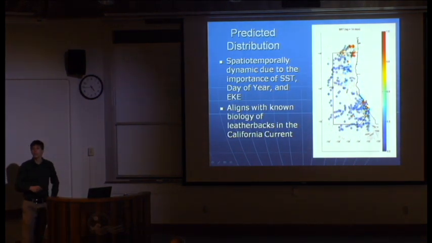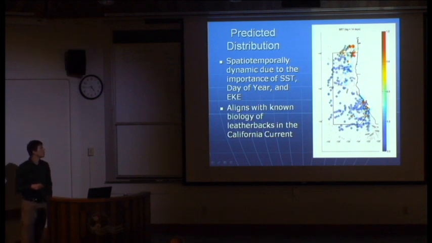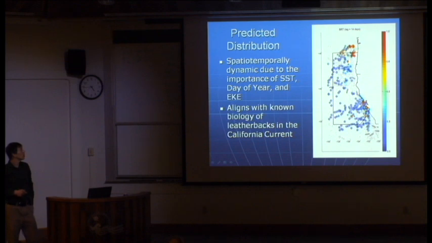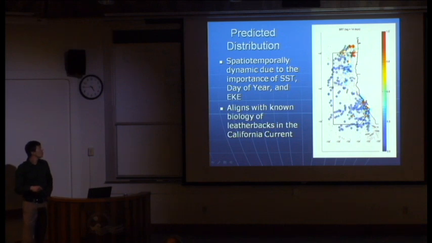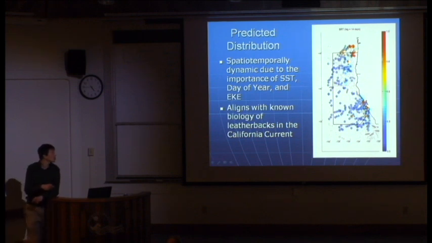And so what this allows us to do is to predict the distribution of leatherbacks. Now, this distribution is going to be spatiotemporally dynamic due to the importance of those variables I mentioned earlier. And so this map here is not just a static map. This is a map for a particular time of year, given certain oceanic conditions. But the nice thing is that these predictions align well with the known biology of leatherbacks in the California Current. Again, statistics will tell you a lot, but they won't give you the common sense of looking at a map and asking, does that match what I think I know about this species?